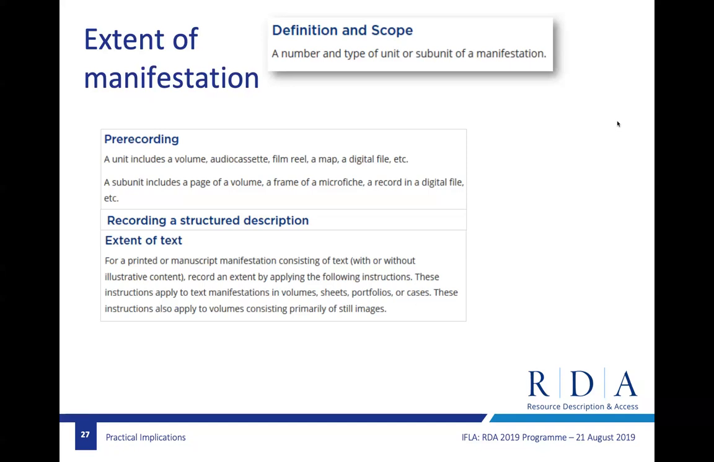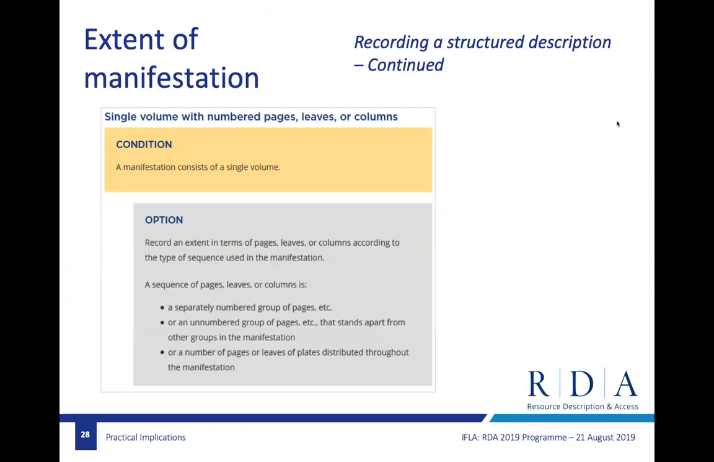I have to scroll down to find extent of text. And that says, for a printed or manuscript manifestation consisting of text, with or without illustrative content, record an extent by applying the following instructions. These instructions apply to text manifestations in volumes, sheets, portfolios, or cases. These instructions also apply to volumes consisting primarily of still images. Well, my volume consists of pages, principally text, so I'm definitely covered here. Then I need to scroll down a little bit farther on the page till I come to the instruction headed by single volume with numbered pages, leaves, or columns. This condition obviously fits my manifestation.